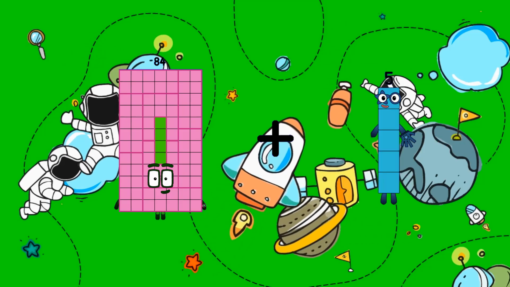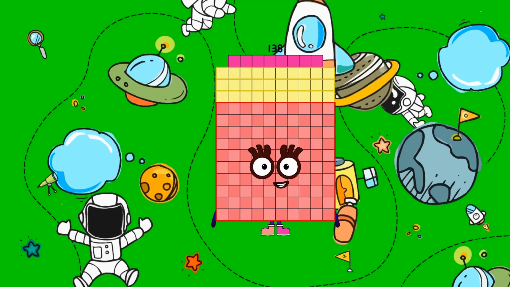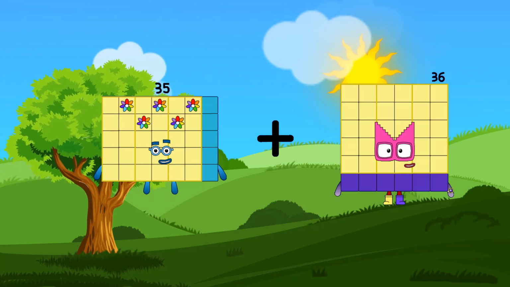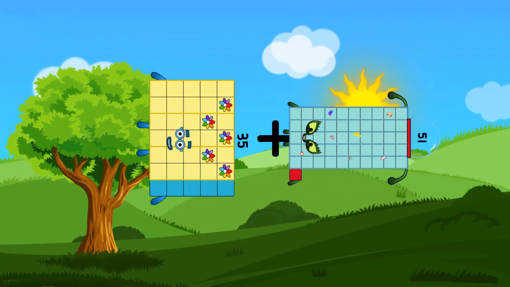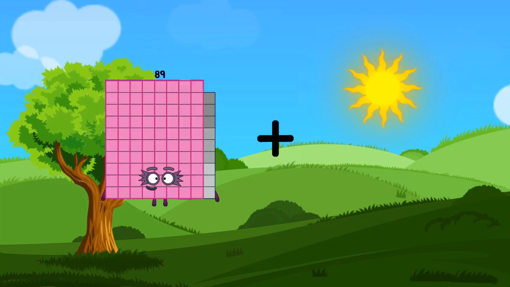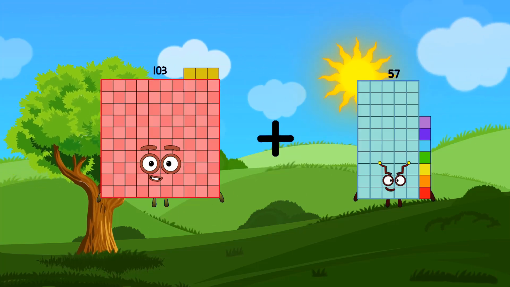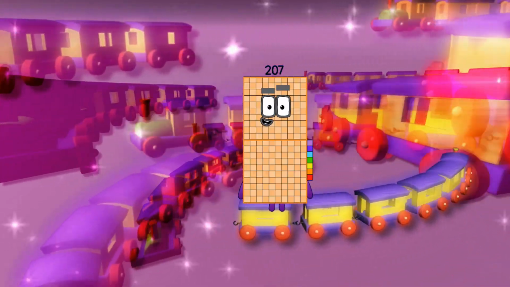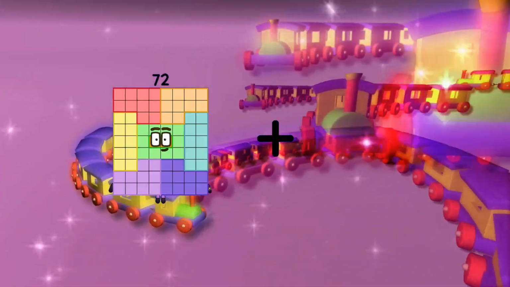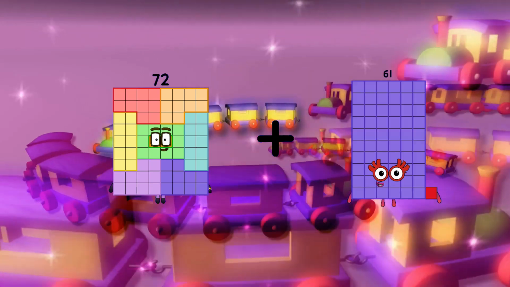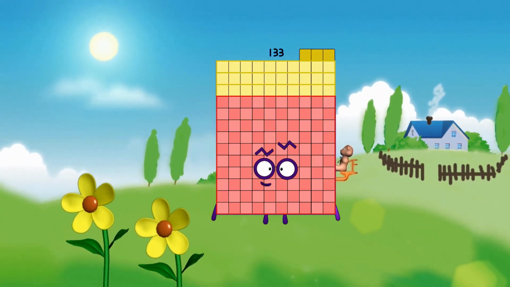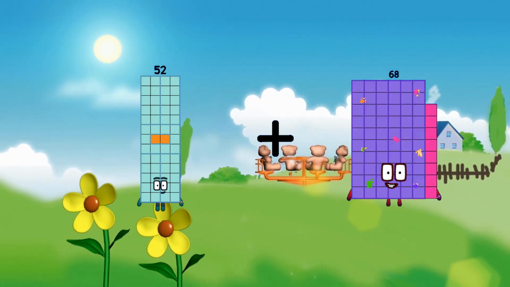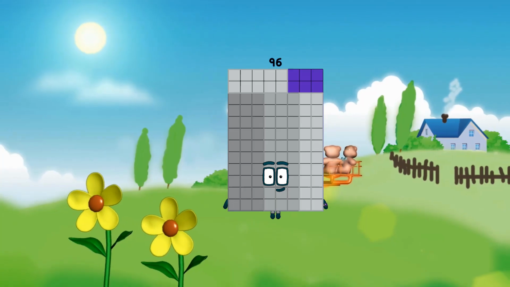84 plus 54 equals 138. 35 plus 51 equals 86. 103 plus 104 equals 207. 72 plus 61 equals 133. 52 plus 44 equals 96.